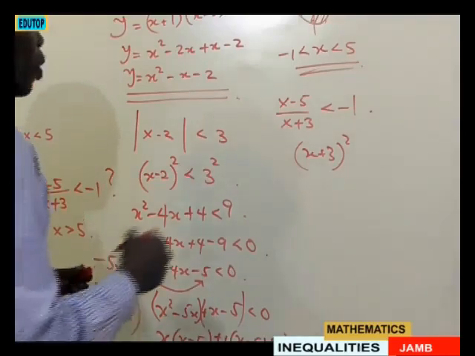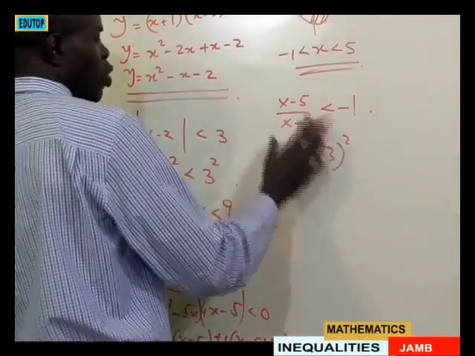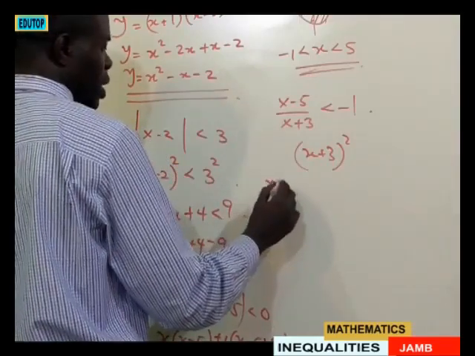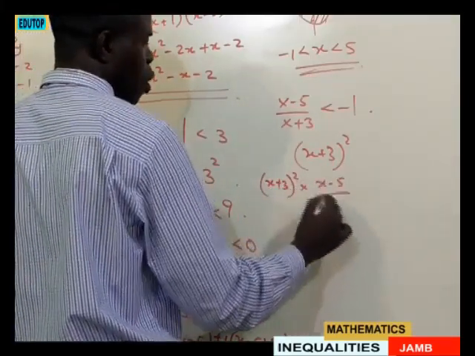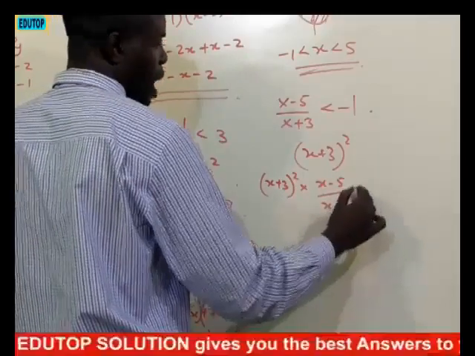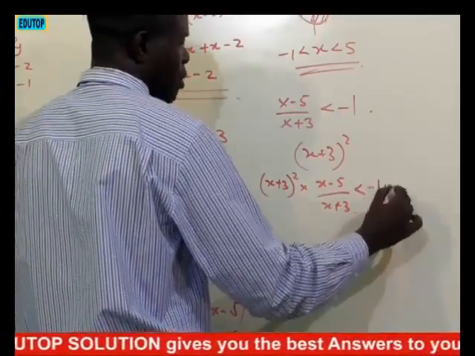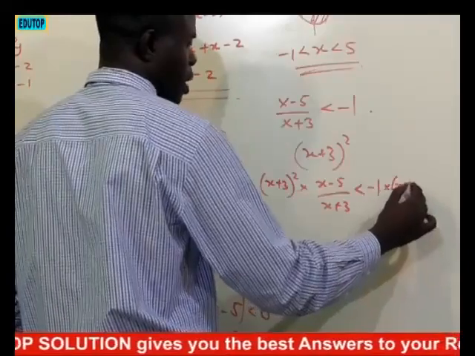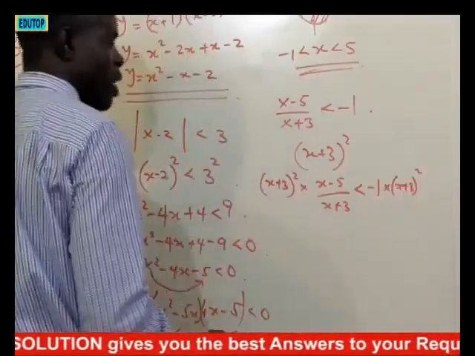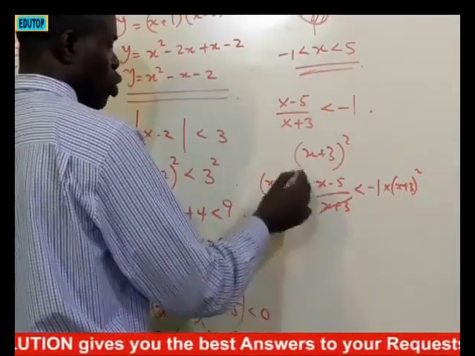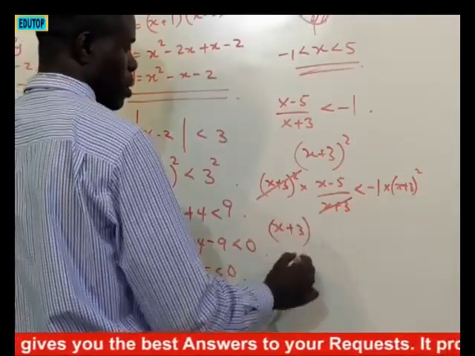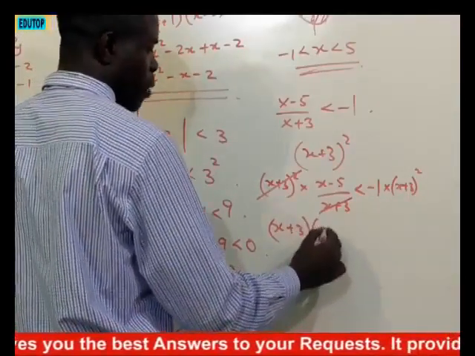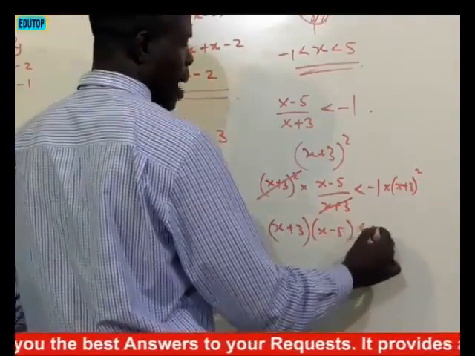So what am I saying? What I'm saying is that you use this to multiply this. I have (x plus 3) all squared times (x minus 5) over (x plus 3) less than minus 1 times (x plus 3) all squared. Then if that is done, this one will cancel one of these. You have x plus 3, then you have x minus 5 here, then less than minus 1.